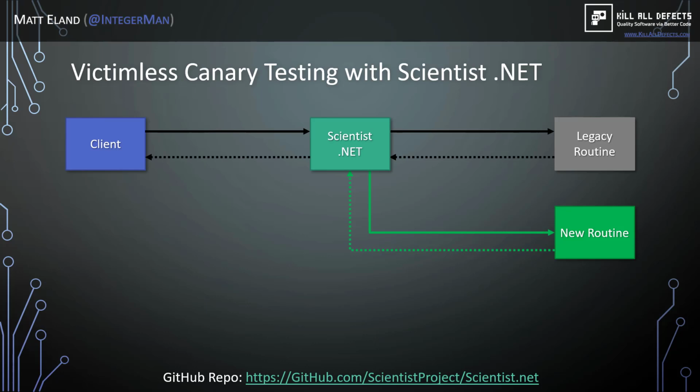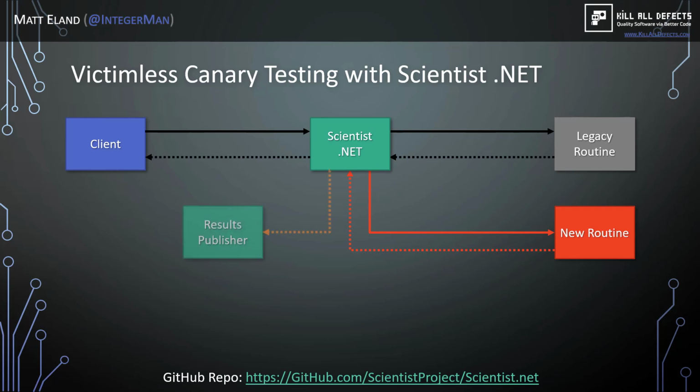So what happens here, the reason why this is valuable, is if my new routine has some bugs in it for a small subset of data or a small subset of users, well, that doesn't really impact anybody because the failure just goes to Scientist. The old result still goes back to the user. They have no idea something went wrong under the covers. But that failure can go to something called a results publisher, which can log things to a database, the console, the event log, whatever you want to log to.